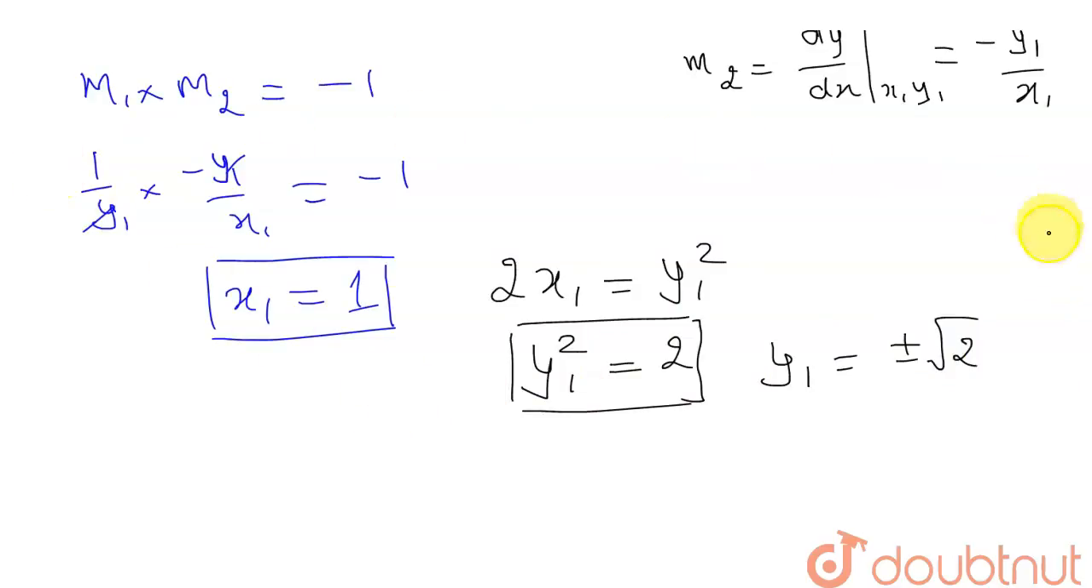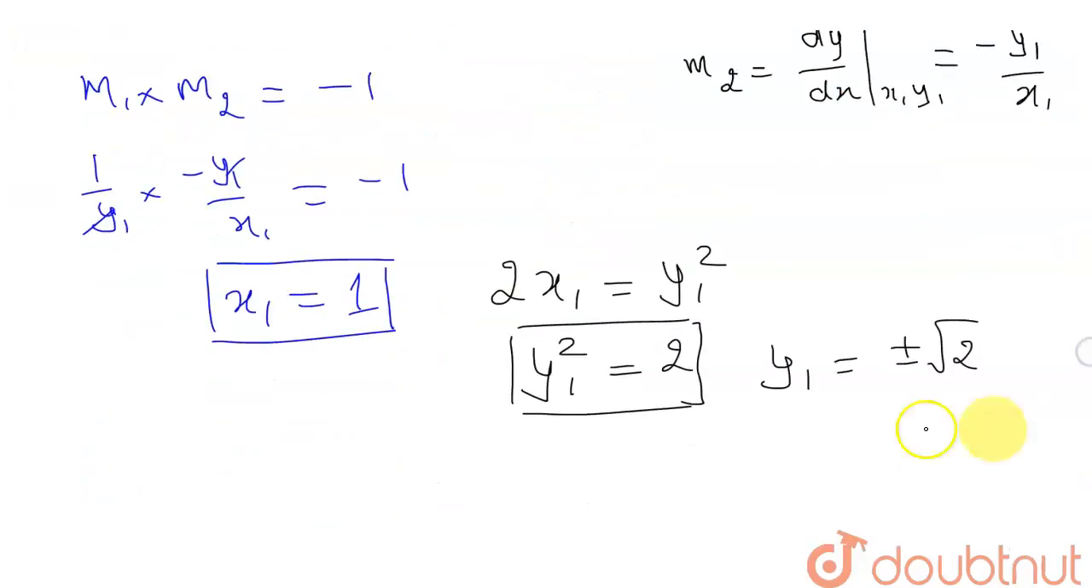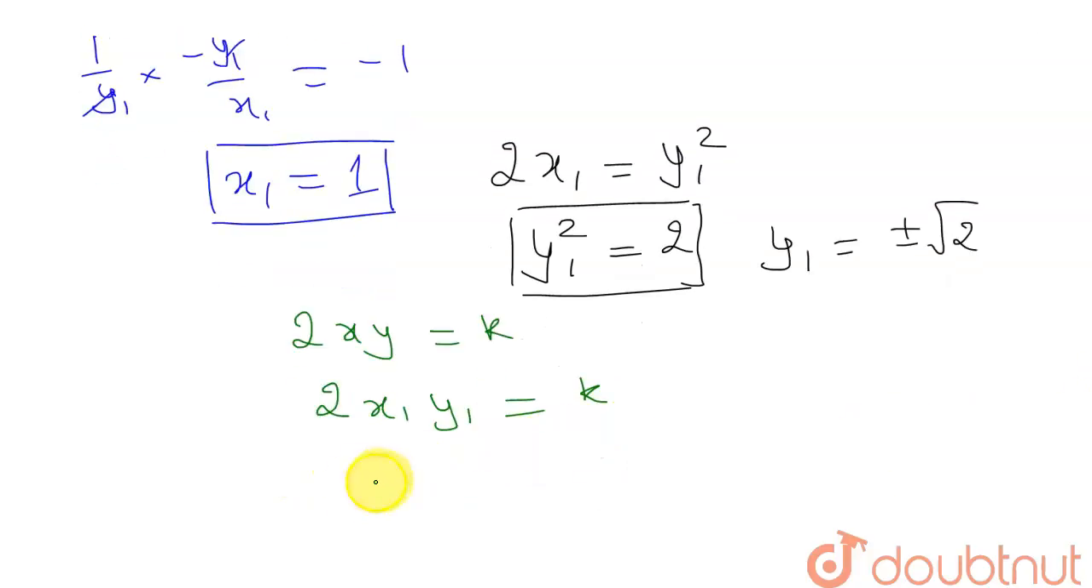Now see, this point lies on both the curves, so it will satisfy the equation of both curves. Let me now satisfy this point in the curve equation 2xy = k. As this point is on this curve, it will satisfy this curve equation. So I can write 2x1y1 = k. Let me square this. So this gives me 4x1²y1² = k².